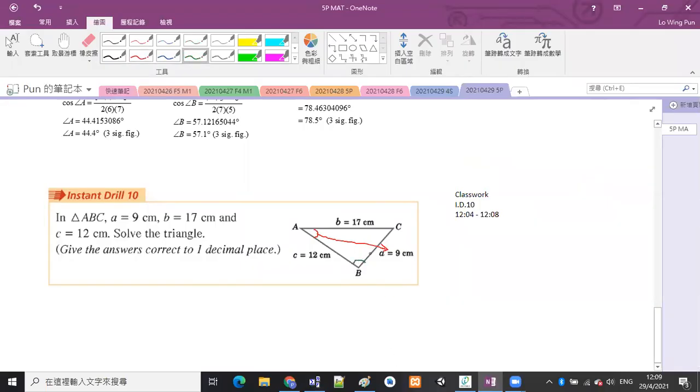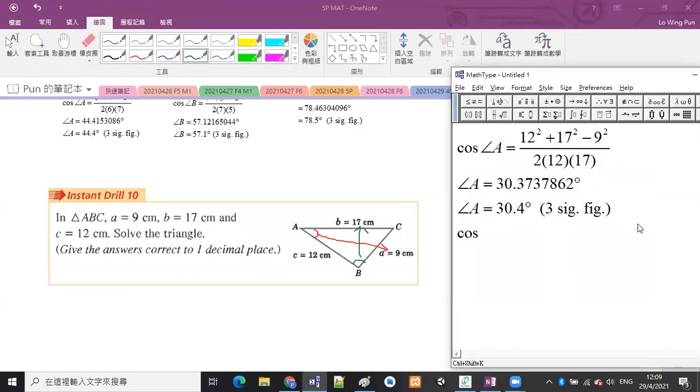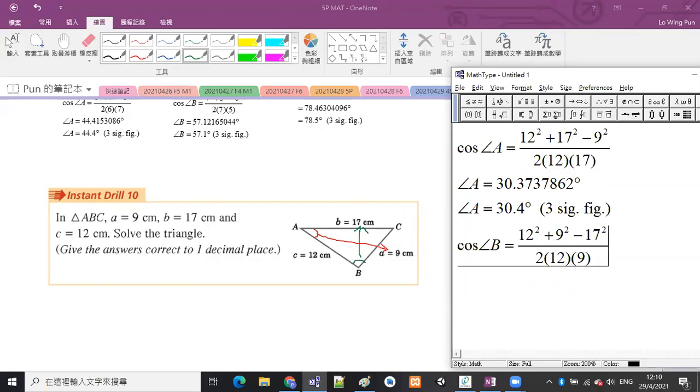You may choose to use sine formula or cosine formula, but I will choose to use cosine rule. Okay. So cosine angle B is equal to a fraction, and we need to fill in the negative term first. It should be negative 17 square. Okay, and then the other two lengths will be 12 square plus 9 square. Okay, and then divided by 2 times 12 times 9.